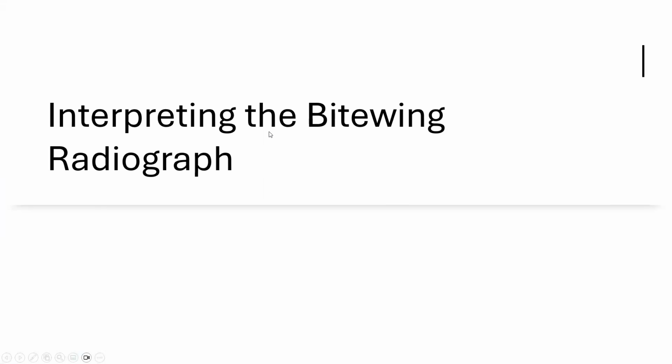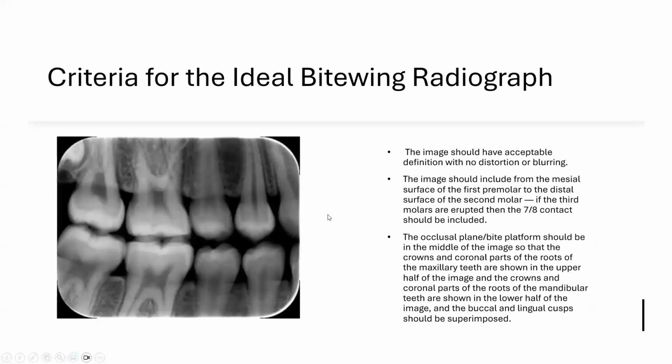Now, how do we interpret the bitewing radiograph? Criteria for the ideal bitewing radiograph. The image should have acceptable definition with no distortion or blurring of the image, like this. The image should include from the mesial surface of the first premolar to the distal surface of the second molar. If the third molars are erupted, then the 7-8 contact should be included as well. Means the second molar and third molar contact should be included as well.